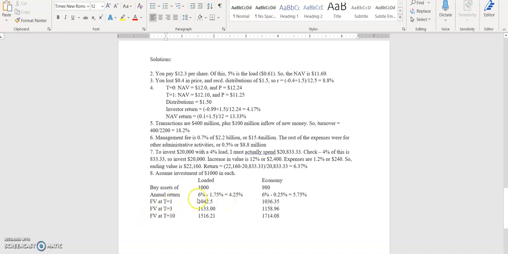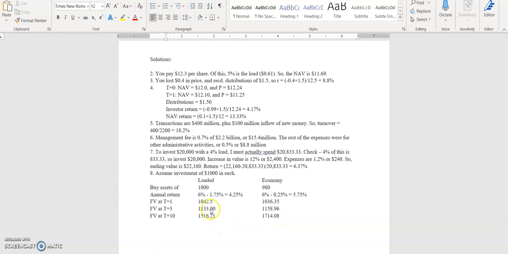So future value at time 1: $1,000 times 1.0425. That's that. Future value at time 3: 1,000 times 1 plus 4.25% raised to the power 3, because it's 3 years. And for 10 years, you'll simply raise it to the power 10. Similarly, for the economy fund, the only thing that's going to change is the return. So for the first year, it's going to be 980 times 1.0575. So that is so much. For 3 years, 980 times 1.0575 raised to the power 3, which is that. And for the 10 years, you'll simply raise it to the power 10.